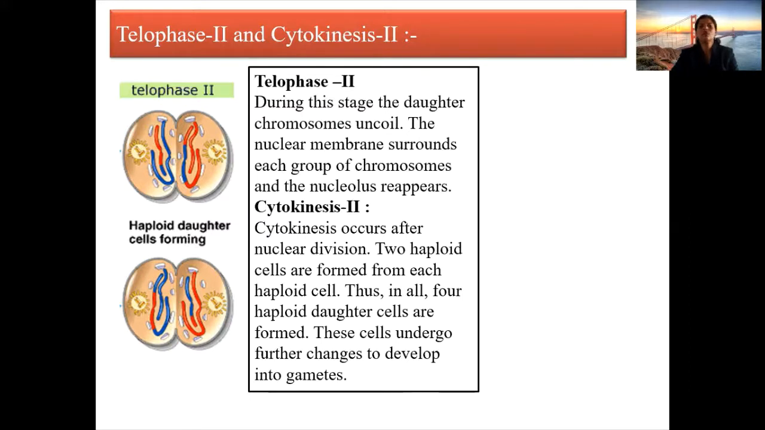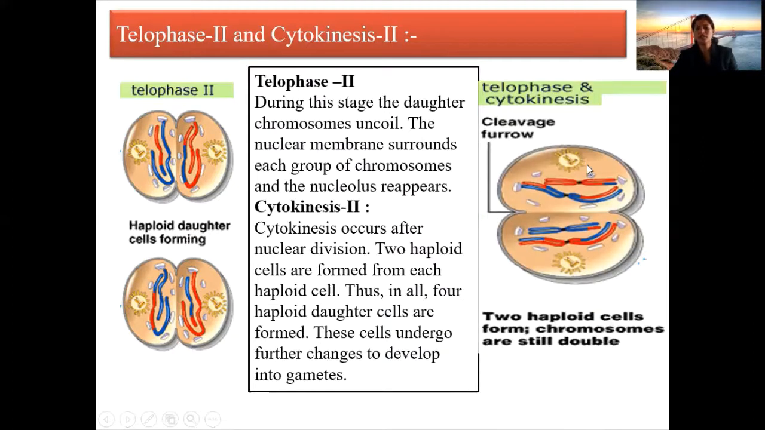Thus, in all, 4 haploid daughter cells are formed. These cells undergo further changes to develop into gametes. Here, you have to observe in this figure that in case of animal cell, cleavage furrow takes place from the outer wall. And this cleavage furrow gets towards the center of the cell.